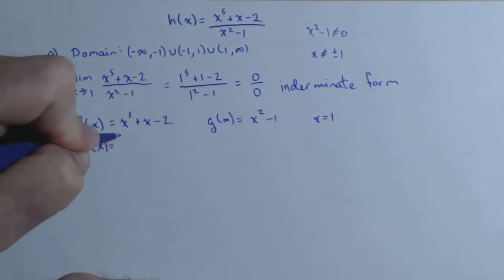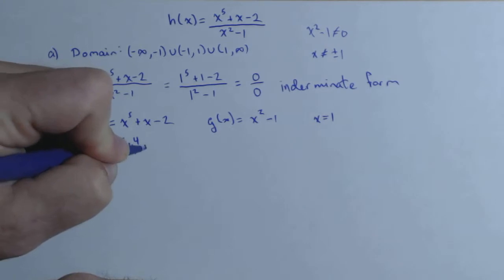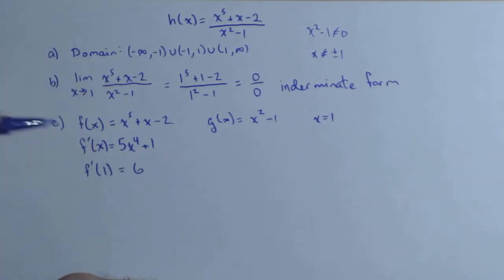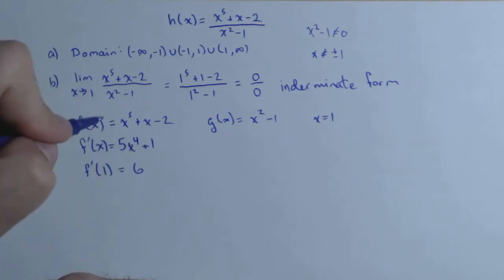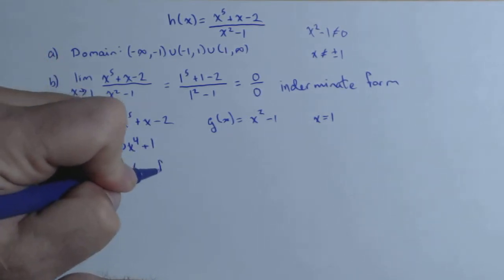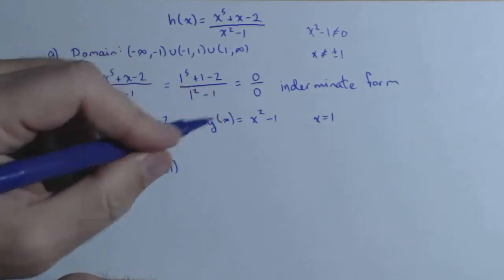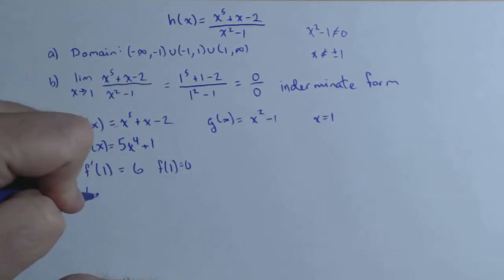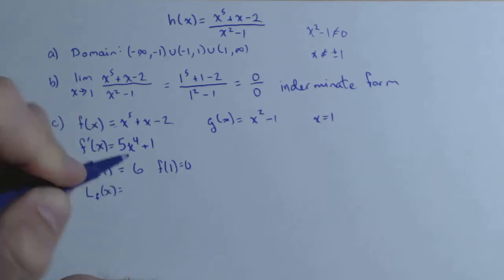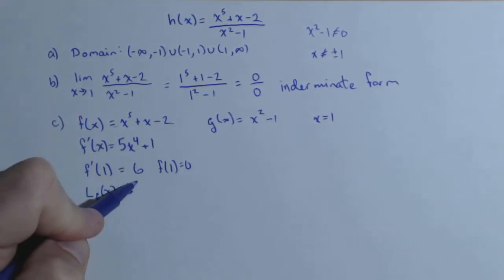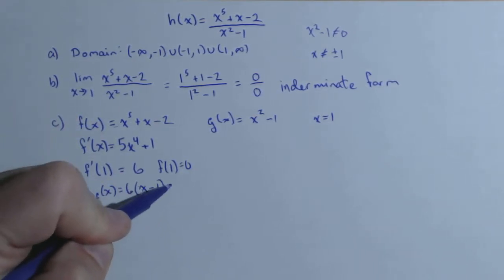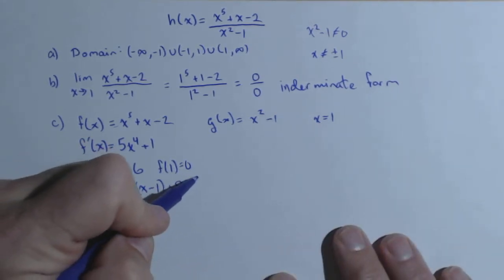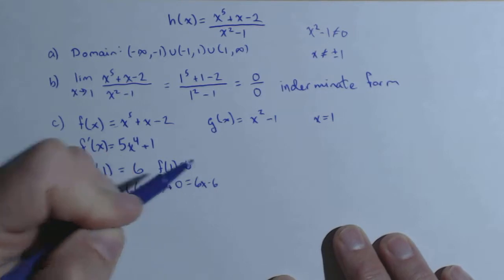f prime of x equals 5x to the fourth plus 1. So f prime of 1 equals 6. We also need f of 1, which we calculated earlier right here. f of 1 is 0. So the tangent line, we'll call it L sub f of x, is the slope, which is 6, times x minus the x value, plus the y, which is 0, which simplifies to 6x minus 6.